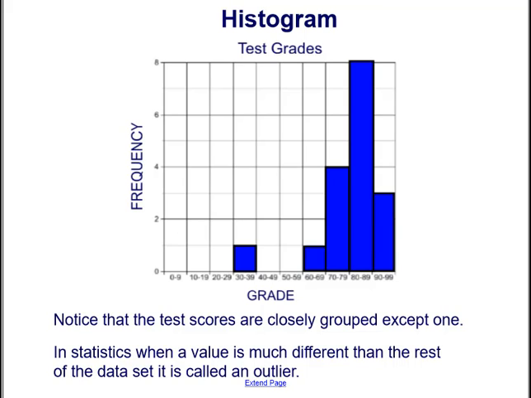Another thing to note about the histogram is that sometimes you have an outlier. So notice in our example with the test grades, the test scores are closely grouped together except for one. You have all of these from the interval of 60 to 99, but you have this one bar over here all the way more to the left. It's spaced out more. So in statistics, when a value is much different than the rest of the data set, that is called an outlier. So that bar in that interval of 30 to 39, that one data point is going to be an outlier because in the histogram, it's so much farther away than the other bars. So that's how you can tell.